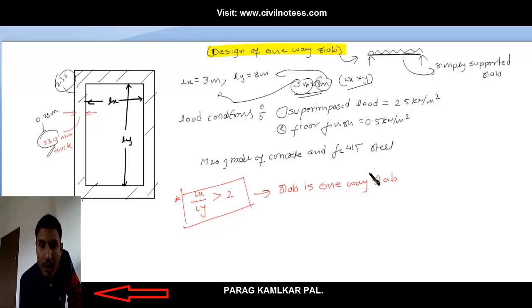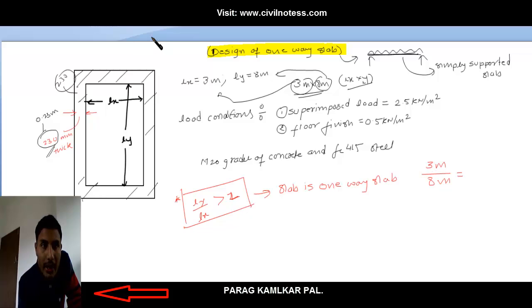Okay, now we are going to solve this. What is your Lx? It is 3 meter, divided by 8 meter. Sorry, I'm really sorry, it's not Lx by Ly, it is Ly by Lx. I just make some mistakes always. So please, it is Ly by Lx. If it is greater than 2, then your slab is called a one way slab.